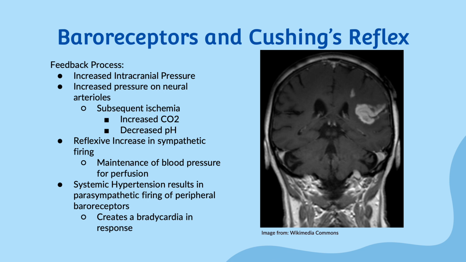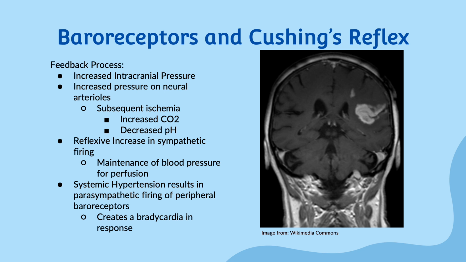A third important physiologic phenomenon surrounding the baroreceptors is known as the Cushing reflex. Cushing's reflex is a physiological response to increased intracranial pressure, which can be caused by head trauma, bleeding, or a brain tumor. When intracranial pressure increases, it can compress the brainstem and affect the respiratory and cardiovascular centers. Cushing's reflex is characterized by an increase in blood pressure, a decrease in heart rate, and irregular breathing that all occur in the setting of elevated intracranial pressure.